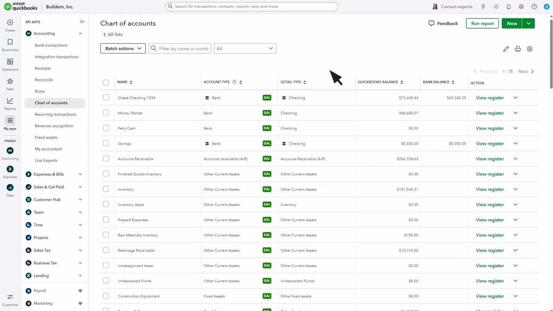Every transaction you record in QuickBooks affects at least two of these accounts. Usually, it's the bank or credit card account you spent or received money to, and then an account that describes why. Let's look at an example.